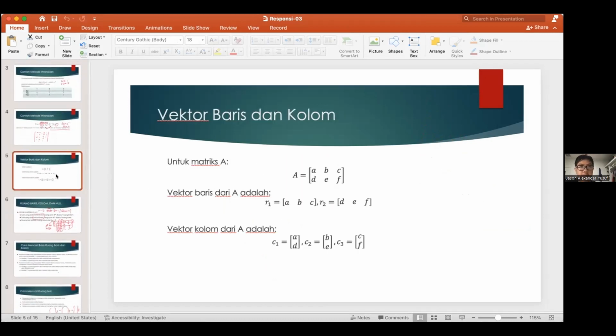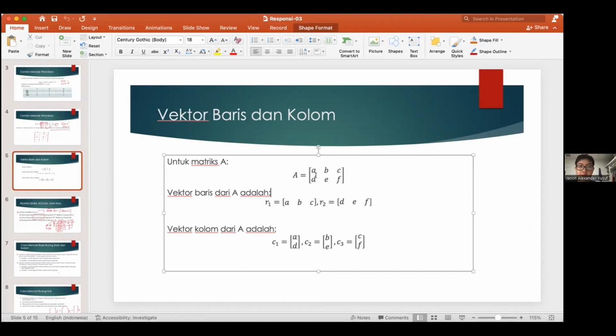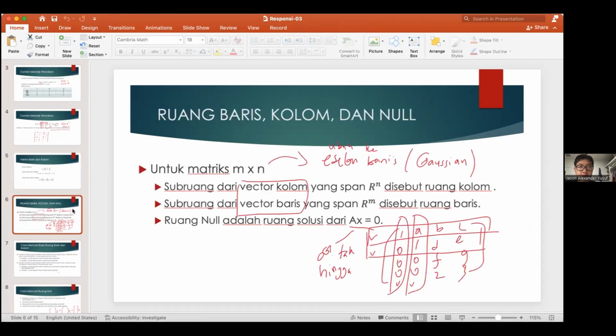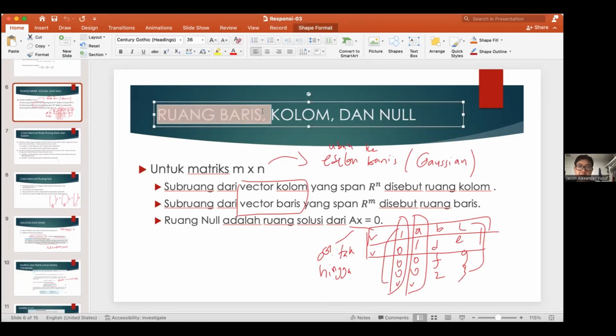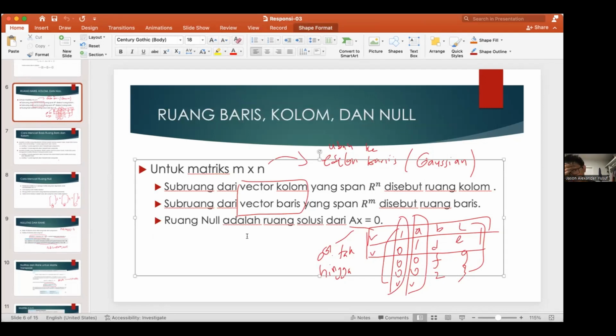Okay, so the next concept is the column vector and the row vector. So as the name suggests, row vector are the rows, the column vector are the columns. Okay, should be simple enough. Now this is where the application is what we call the column space, the row space, and the null space.